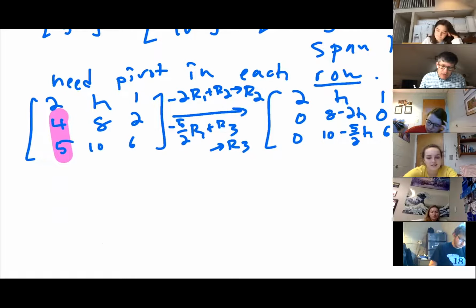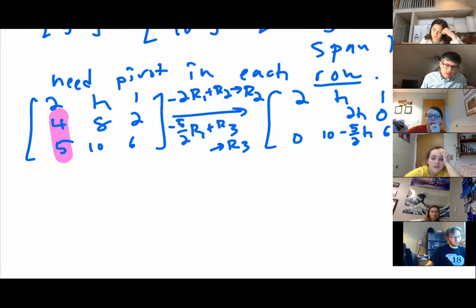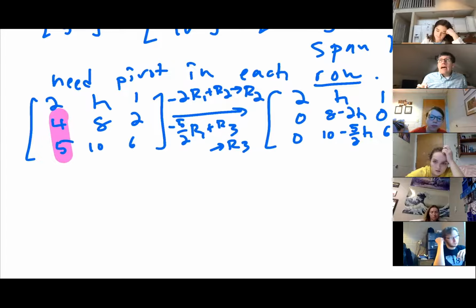Yeah. I'm looking at that second column here. We said we need a pivot in every row. What should I do next? Looks pretty hideous to me. I might get a zero. Oh, sorry, go ahead. Say it again, Carrie. Get a pivot in row 3. Okay, good. So why did you choose row 3? Because we need a pivot in each row. Got it. That makes sense.